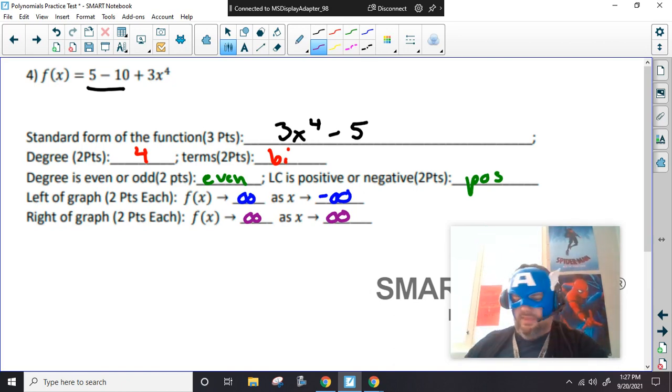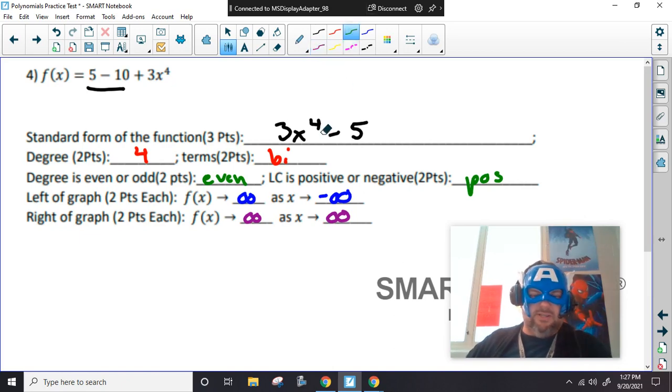The LC is the leading coefficient, so it's this number that's with the highest exponent. So if 3 is positive, I say it's positive. If it happens to say something like minus 3x to the fourth, it would still be a negative right here. So that's how we'd know it'd be negative.